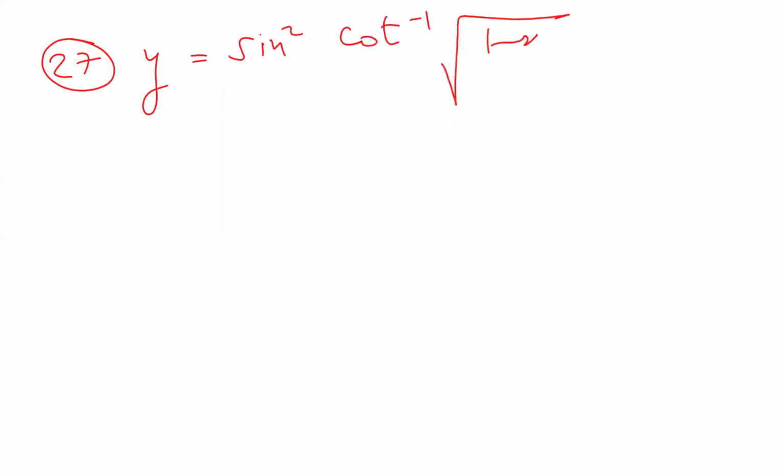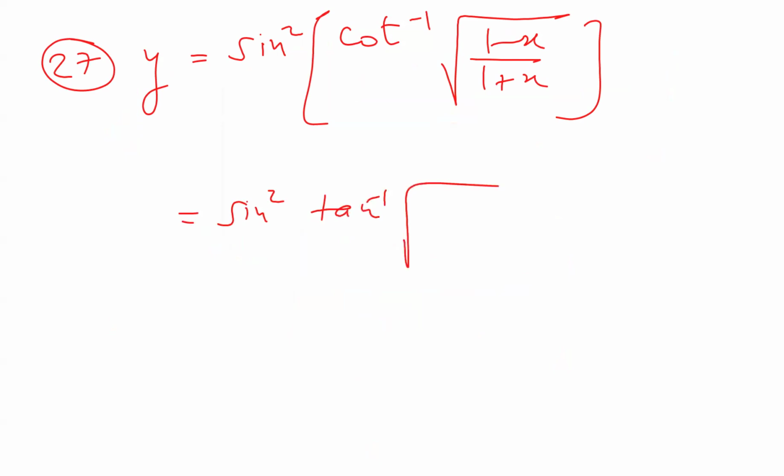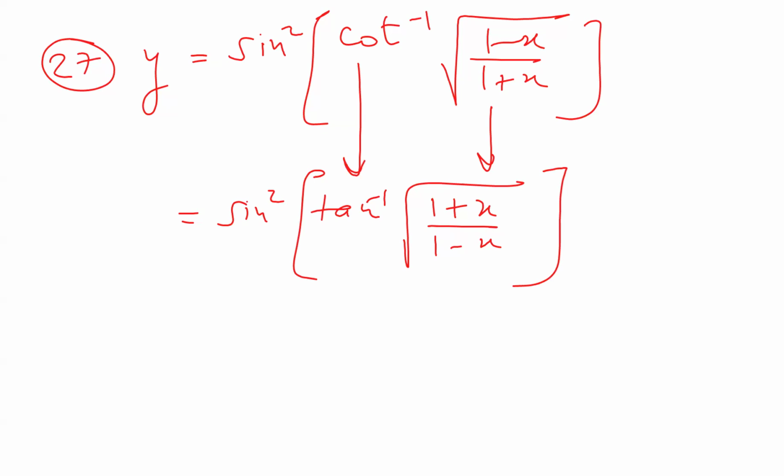Question number 27. Y is equal to sine square of cot inverse of root of 1 minus x upon 1 plus x. Okay, never play with cot inverse, convert it into tan inverse. So the terms within the root also will be reciprocated. Okay, so reciprocal of this and reciprocal of this. See, within the root I have taken reciprocals. Now 1 plus x, 1 minus x, this format will put x as cos 2 theta.